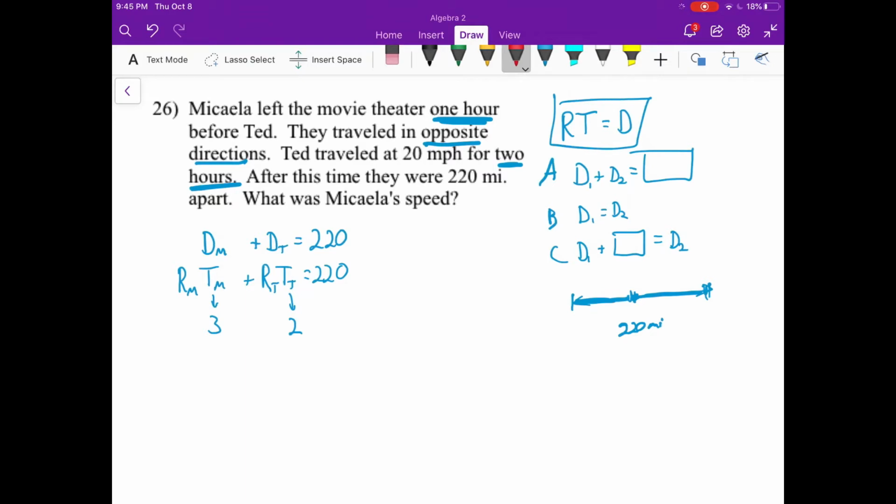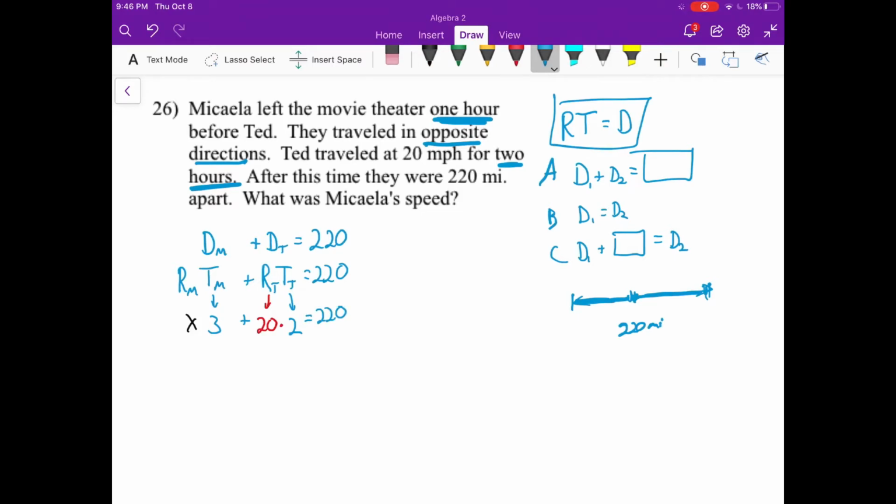Michaela left the movie theater 1 hour before Ted. They traveled in opposite directions. Ted traveled at 20 miles an hour for 2 hours. He tells us what he actually traveled, 20 miles an hour. So this is going to be 20 times 2. And then what is Michaela's speed? That's actually what we're trying to find. So let's go ahead and put an X there. So we're trying to find X, and we know we have 220 here.